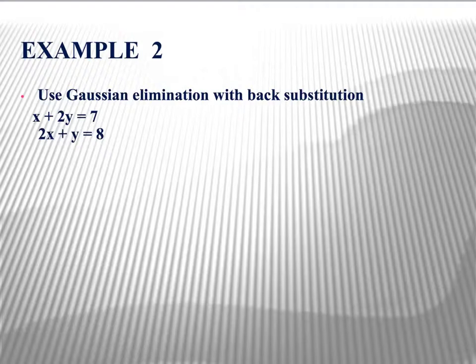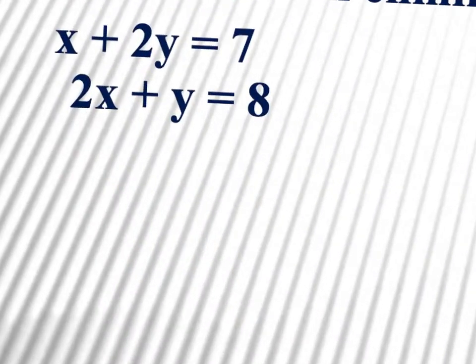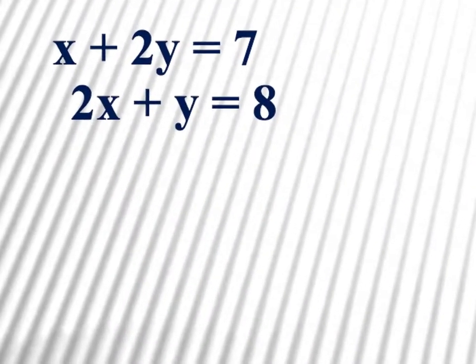Alright, so here's an example. This one's just a 2-variable system. Do not use what we learned in Chapter 7 to solve this system. You actually need to use Gaussian elimination and work with matrices. So we're going to start by writing the matrix for the following system.